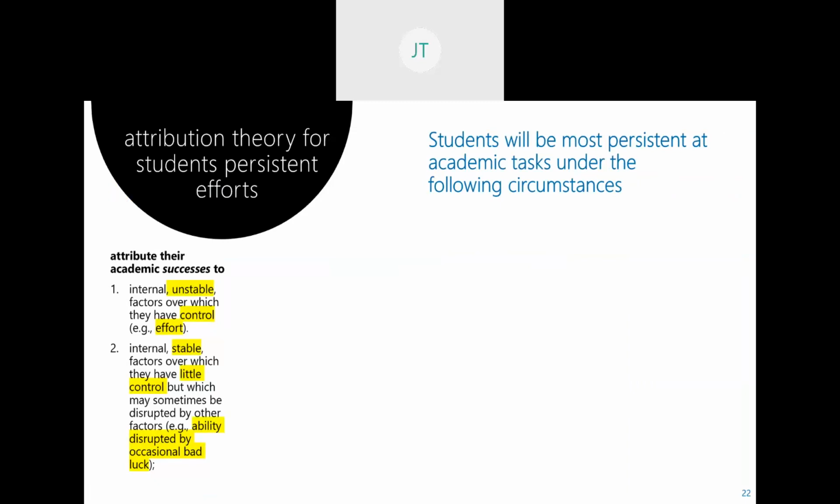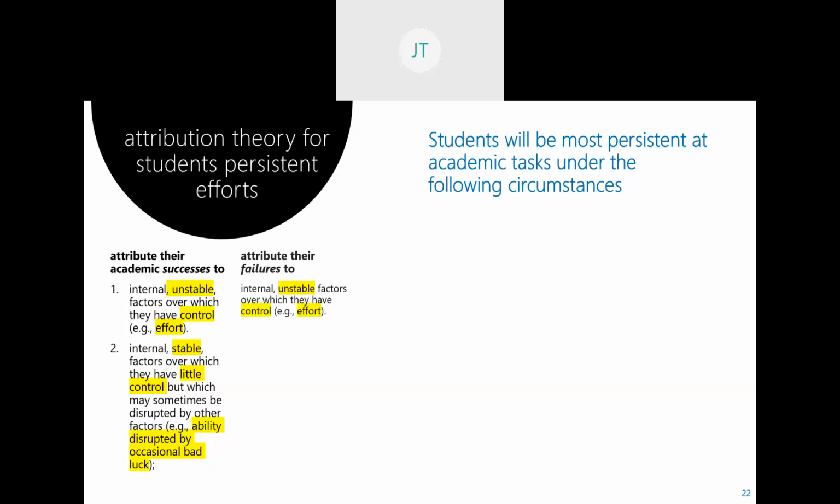Effort, for example. It's unstable, it is internal, I have control over it, I can change it. Second, internal stable factors over which they have little control, but which may sometimes be disrupted by other factors, right? So ability disrupted by occasional bad luck. Now, bad luck is something I don't have control over, but if it's occasional and I know I still have ability, I'm fine, right?